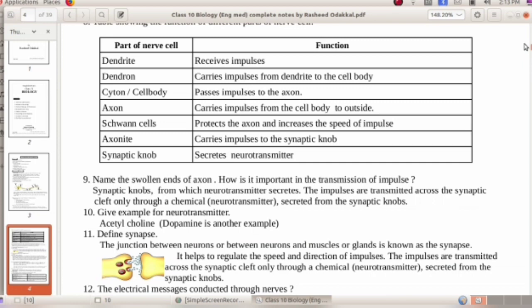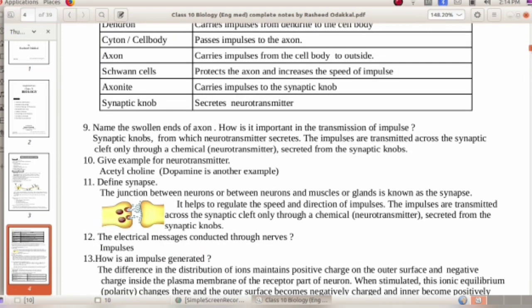Then we are going to see the term synapse. Synapse is the junction between two neurons, or a neuron and a muscle cell, or a neuron and a glandular cell. It helps to regulate the speed and direction of impulses. The impulses are transmitted across the synaptic cleft only through a chemical or neurotransmitter secreted from the synaptic knob.